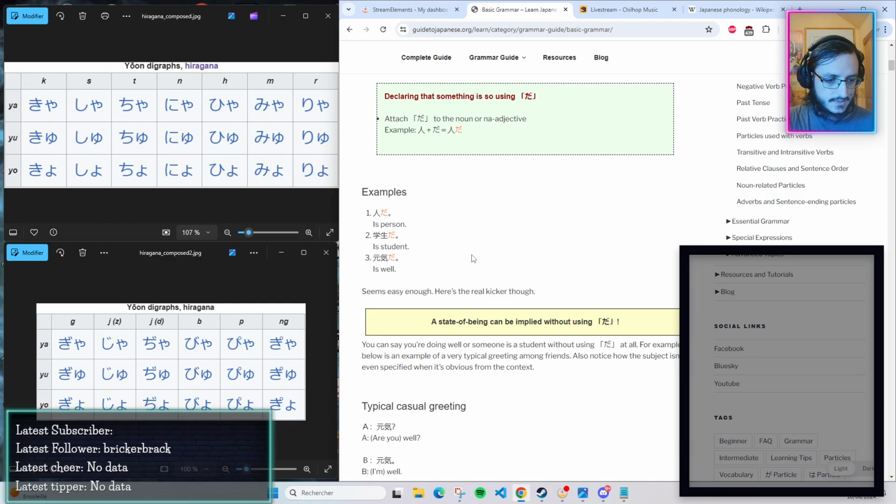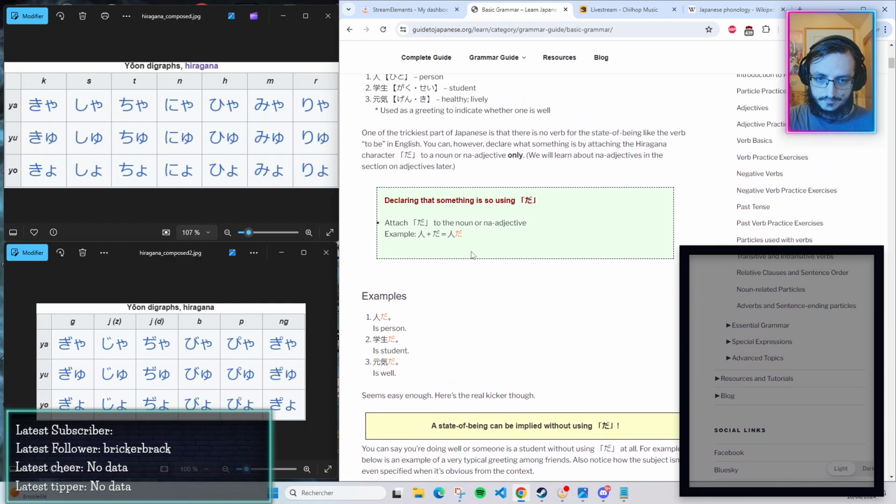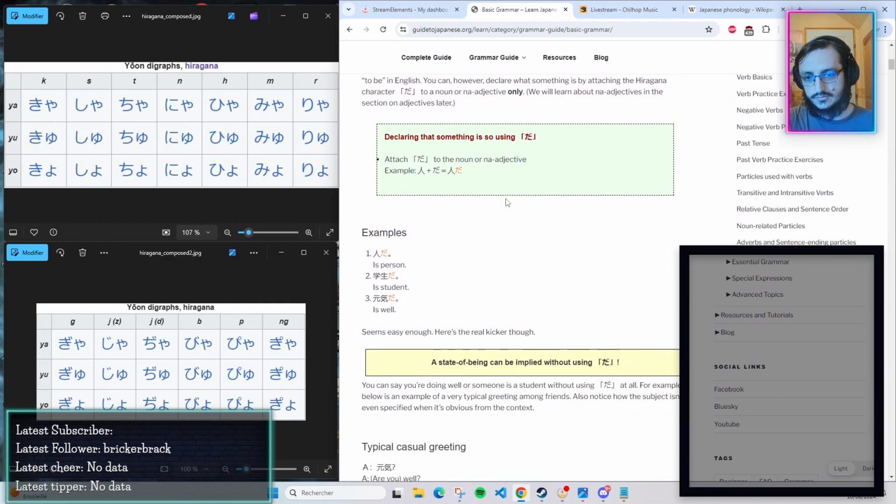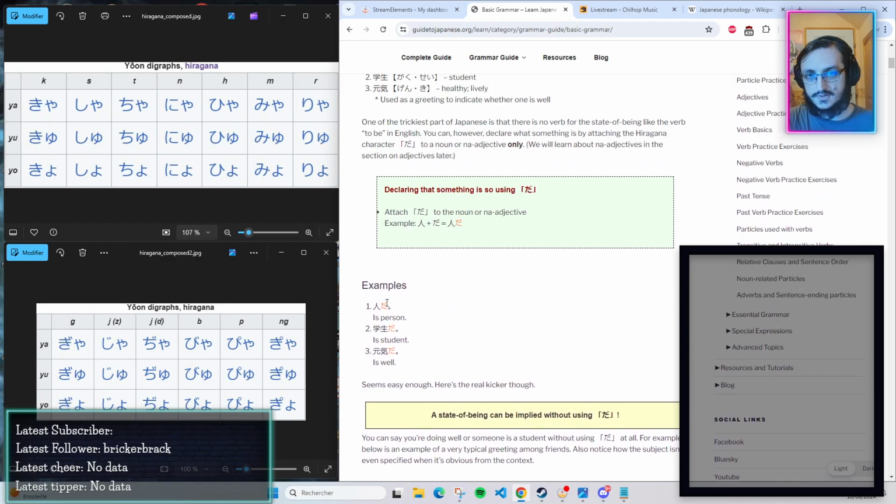Yeah, so basically that's it. That is the first little thing to learn. Basically you can have a sentence with just this. Hito da. I am a person, or this is a person. So yes, you can have very short sentences.